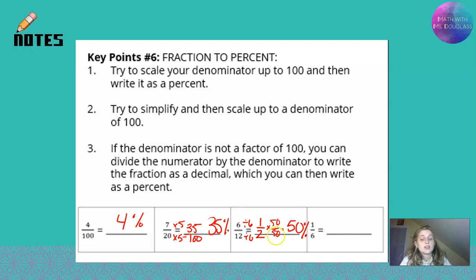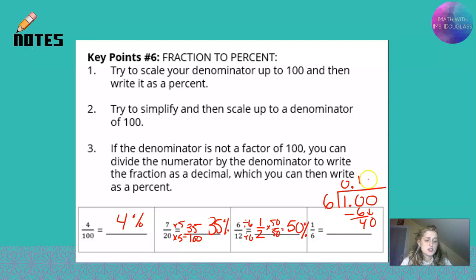That's okay. The final strategy is, if you cannot think of anything 6 times a whole number that will equal 100, and you cannot simplify this unit fraction, then what you do is you divide. The numerator always goes in, the denominator always goes out. You can add a decimal point and some zeros, and all of a sudden you're saying 6 into 1. No, decimal point raises to the roof. 6 into 10, oh, that's 1 time. Minus, that's 4. Bring down your 0. 6 goes into 40.